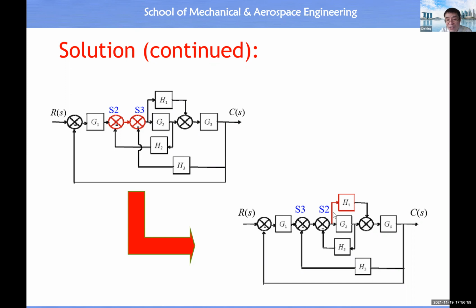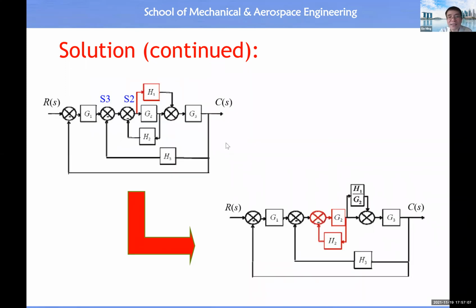So therefore, I can shift this one to here. Instead of picking up the upstream signal, I take this version in the downstream. So you shift this one downstream. Then I divide this signal by G2.